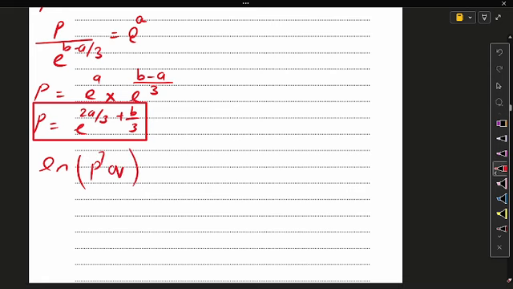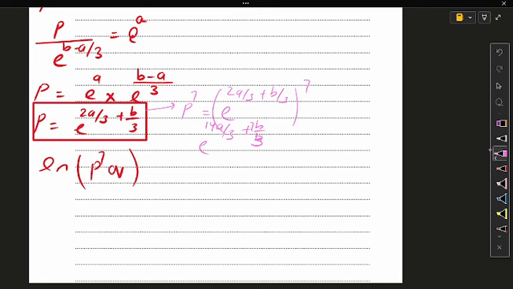So p raised to the power 7. This is only p. Once you apply p raised to the power 7, definitely it would become, let me do over here, p raised to the power 7. Once you apply p raised to the power 7, that will become (e raised to the power 2a by 3 plus b by 3) whole to the power of 7. So p raised to the power 7 will become e raised to the power 7 times 2 is 14, 14a by 3 plus 7b by 3. Yes, 7b by 3.